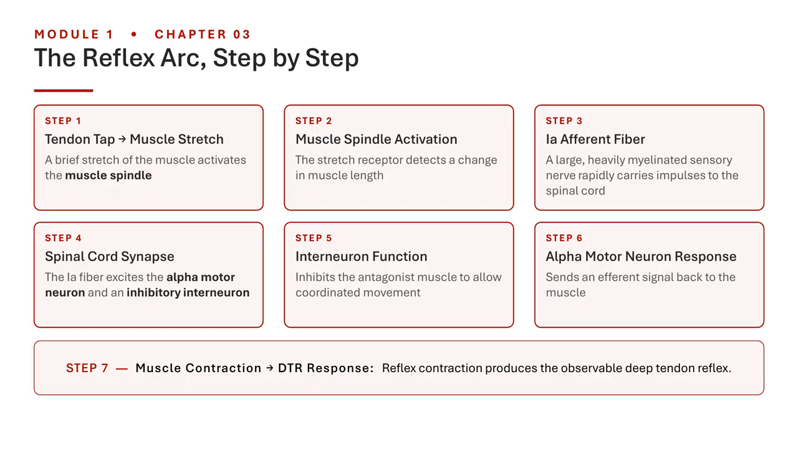Step 5, interneuron function. That interneuron reaches across to the antagonist muscle's alpha motor neuron and inhibits it. This is reciprocal inhibition happening in real time, concurrent with agonist excitation. Step 6, alpha motor neuron response. The alpha motor neuron fires, sending an efferent signal back down through the ventral root into the peripheral nerve to the muscle. Step 7, muscle contraction, the observable DTR response. The muscle contracts briskly, producing the tendon jerk you see at the bedside. That is the full circuit. 1 tap, 7 steps, a fraction of a second.